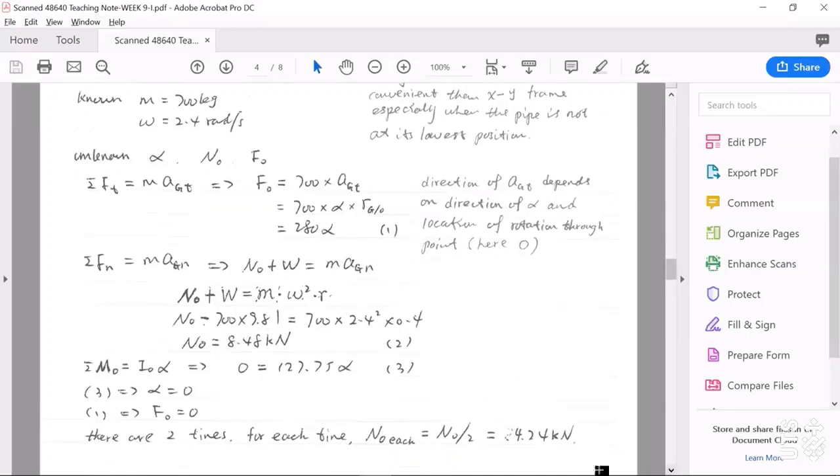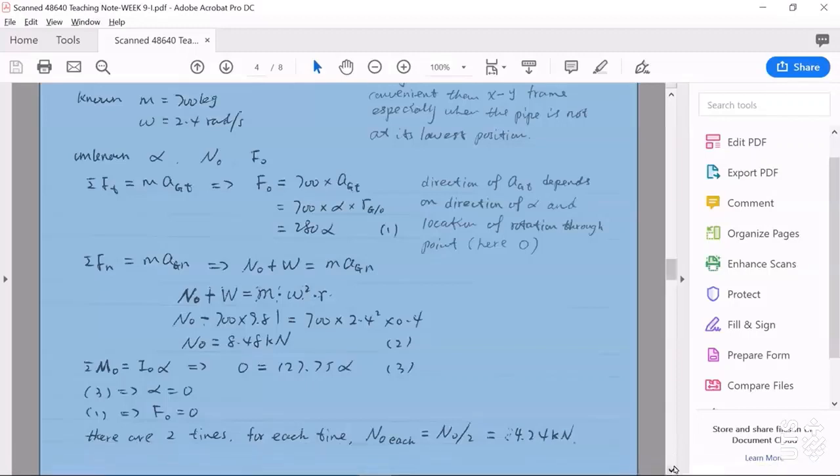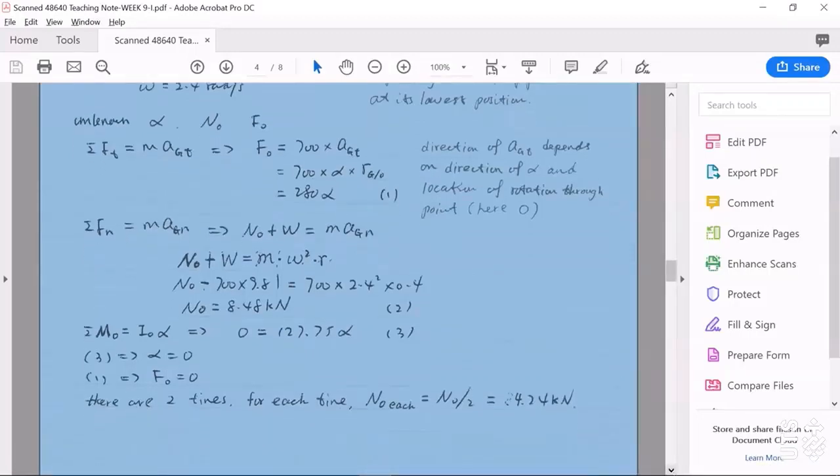Now because there are 2 tires, for each tire, the normal force N should be half. That will be 4.24 kilonewton. So that's the solution of this problem.